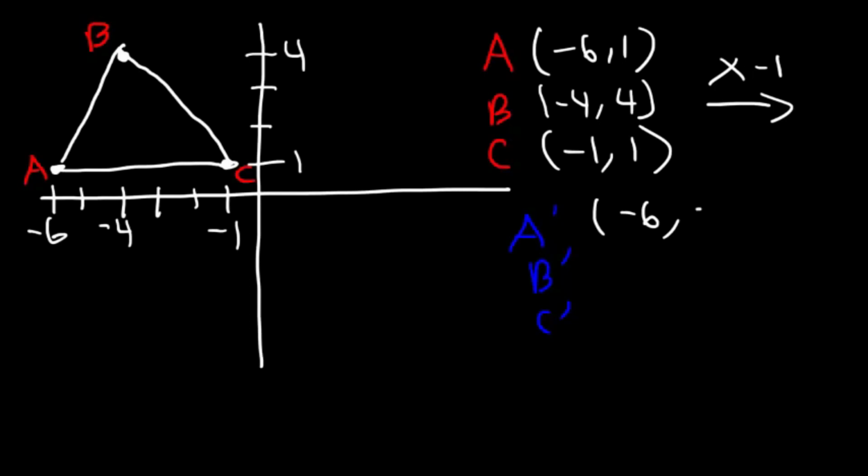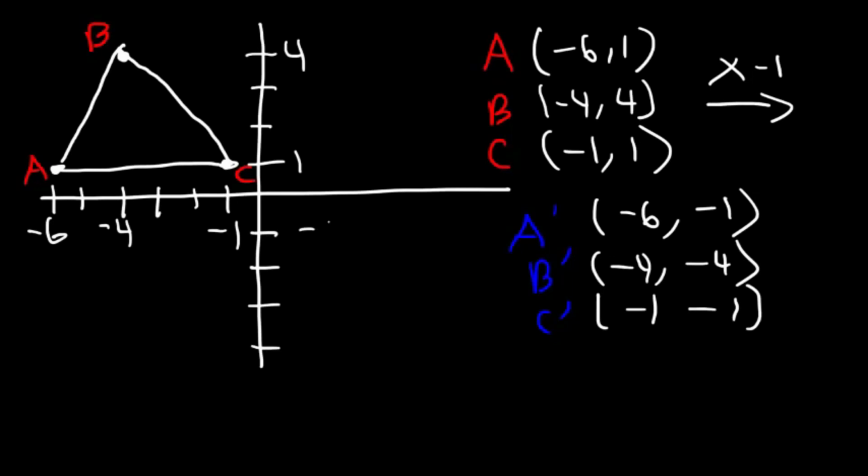So 1 is going to change to -1. +4 will change to -4. And this value will also change to -1. So now we could plot the new figure. So let's say here's -1. So the first point is at -6, -1, which is here. The next one is at -4, -4, and then -1, -1.